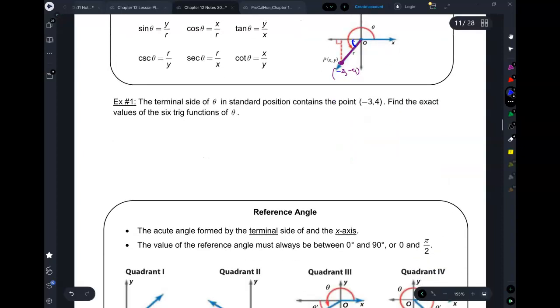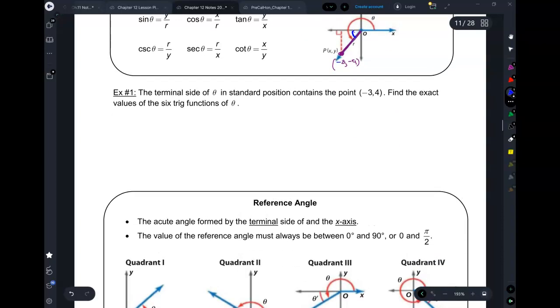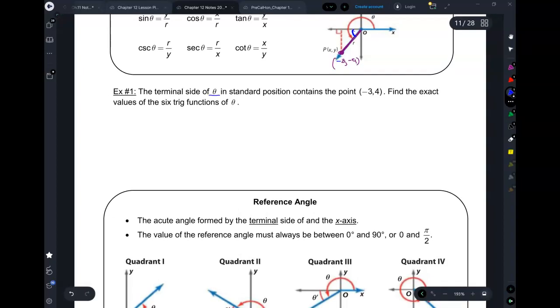So let's take a look at this one actually here. The terminal side of theta in standard position contains the point -3 comma 4. Okay, so why don't we go ahead and draw that? So I'll show you where it is. So first you put the point -3 comma 4. So here, -3 comma 4. Okay, so then you draw a terminal side, okay, from here to there.